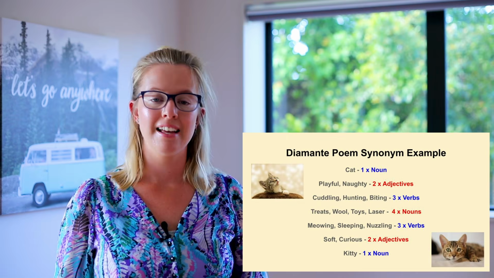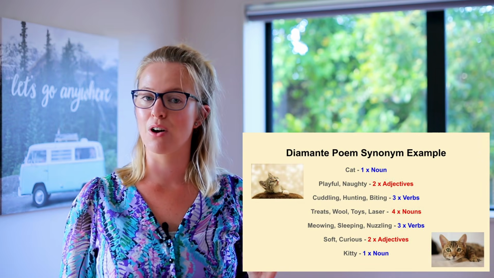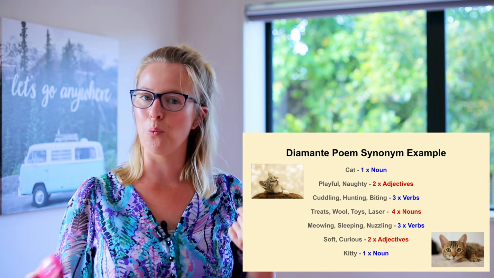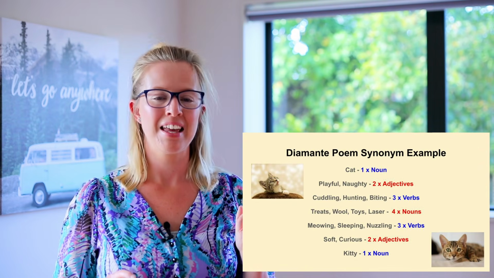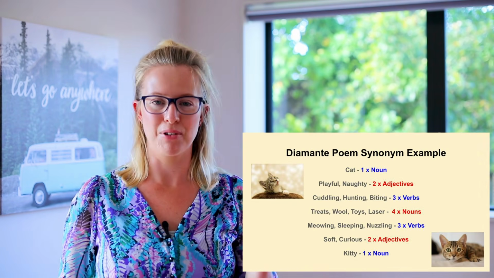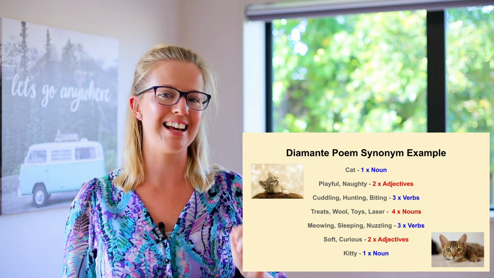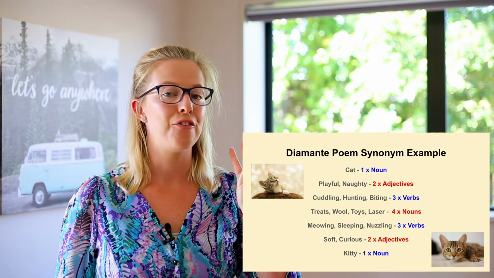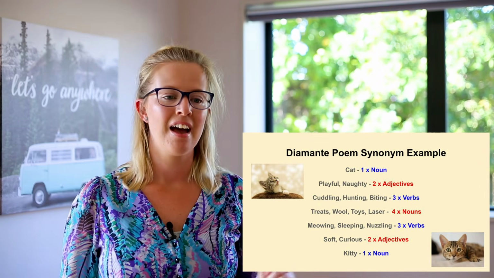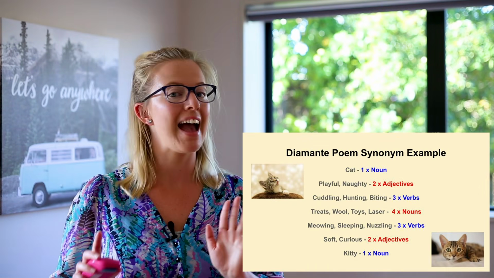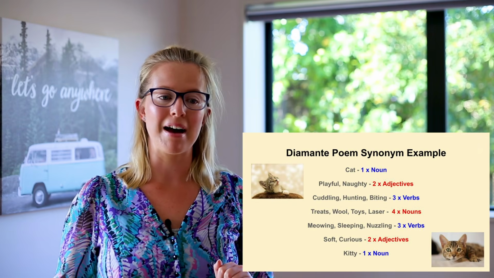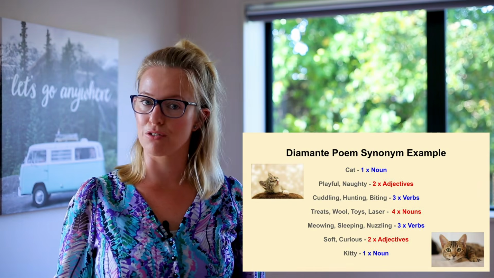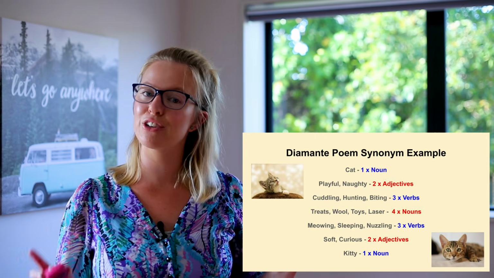My middle line are 4 nouns. So I chose 4 nouns that are to do with cats. Treats, wool, because they like to play with wool, toys, and laser, because they love to try and find those little laser lights. Then my 5th line, I chose 3 verbs that cats like to do. I've got meowing, sleeping, and nuzzling. Then my 6th line, I chose 2 adjectives to describe the cat, which is soft and curious.